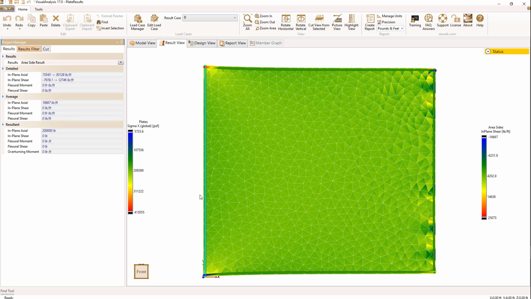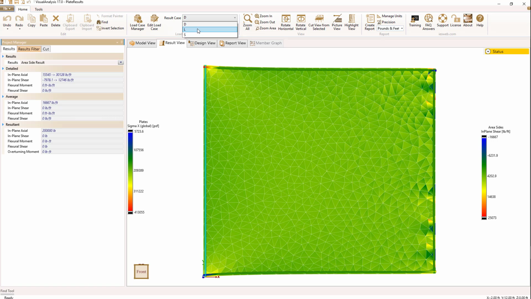In-plane shear would be the forces that line up parallel to the area side. Many times you'll use area sides and model a diaphragm in a structure, and this would be the typical diaphragm shear that would be transferred to a shear wall. So that's in-plane shear. Flexural moments, flexural shear and overturning involve bending, which we don't have in this case, so I'll wait for a moment and talk about those.